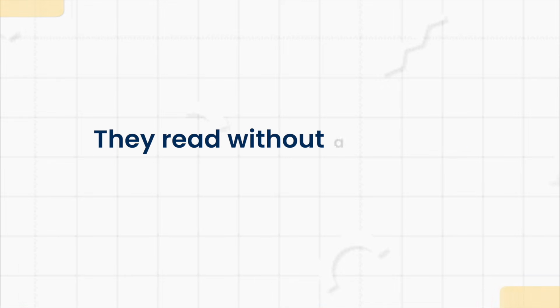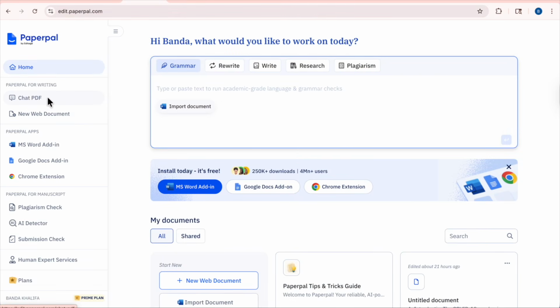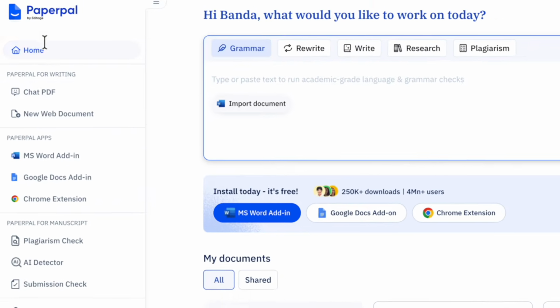So after you download your key papers, you still have to read them. I always advise that you go through the papers. Now, this is where many people waste time because they read without a plan and they forget what they read. Paperpal's Chat PDF feature helps you interrogate papers quickly, but you still need to verify every claim against the original text. So what I will do here is go to Chat PDF.